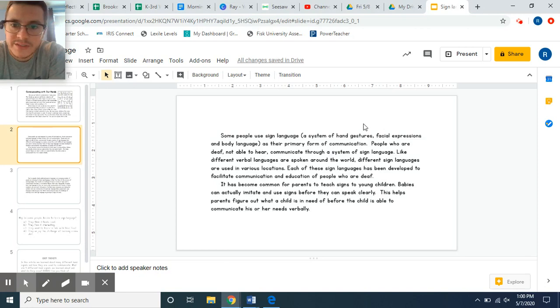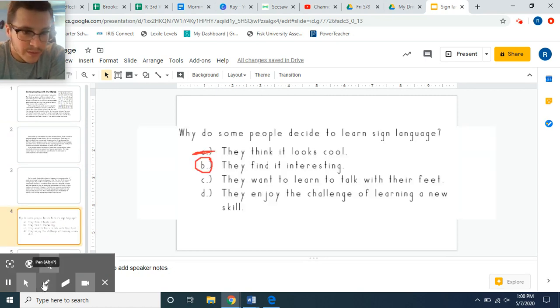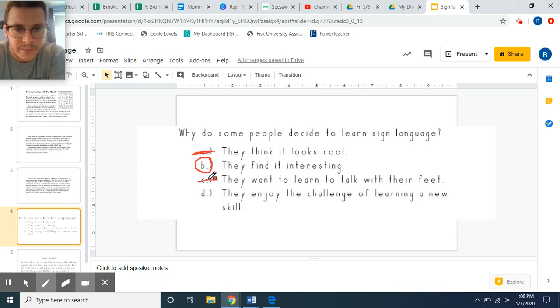So sign language is a system of hand gestures, facial expressions, and body language. So nowhere in here does it say that people talk with their feet when they're using sign language. So we're going to cross that one out because if they wanted to learn to talk with their feet, they would not be learning sign language.